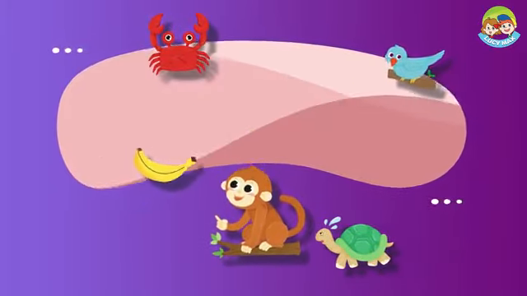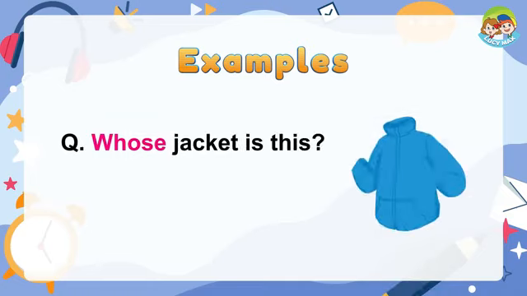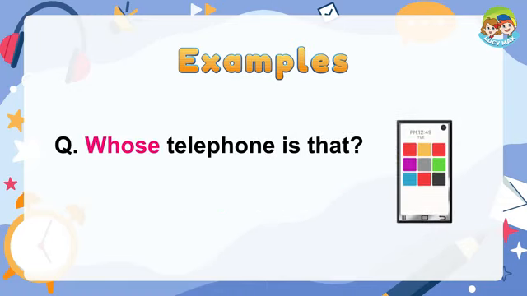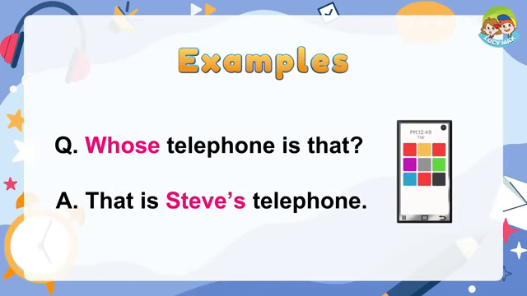Examples. Now look at the examples. Whose jacket is this? This asks for the owner of the jacket. This is Kelly's jacket. We know Kelly owns the jacket. Whose telephone is that? That is Steve's telephone.